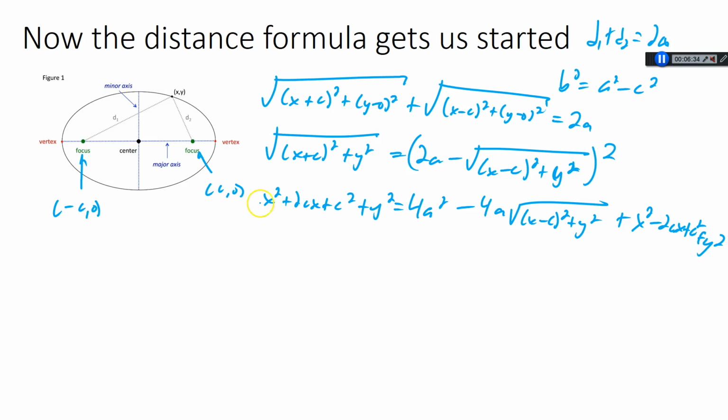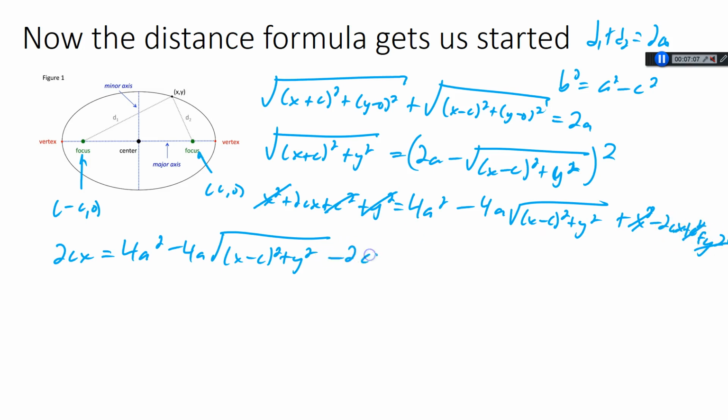Okay, now some stuff goes away. The x squared cancels. What else goes away? The c squared cancels. The y squared cancels. I think that's it, though. Okay. So let's clean this up a little bit. Let's see. We got 2cx is equal to 4a squared minus 4a times the square root of (x minus c) squared plus y squared minus 2cx. So what I'm going to do now is get that root isolated.